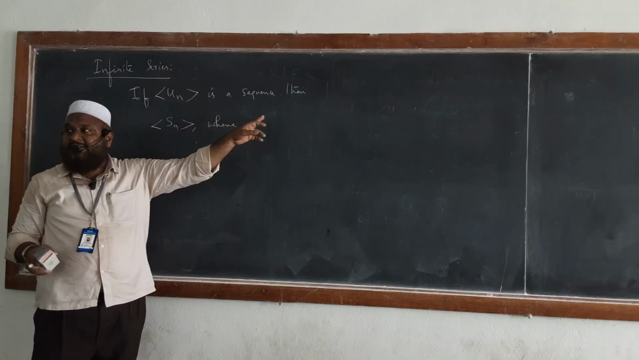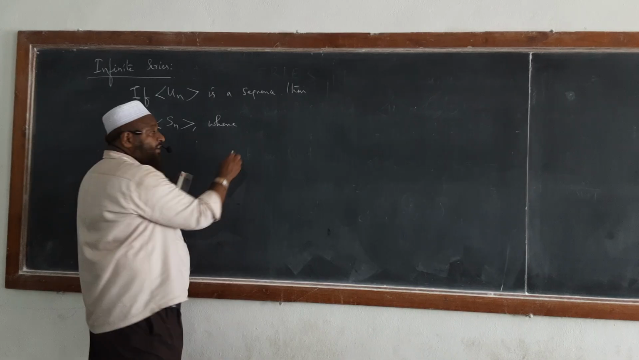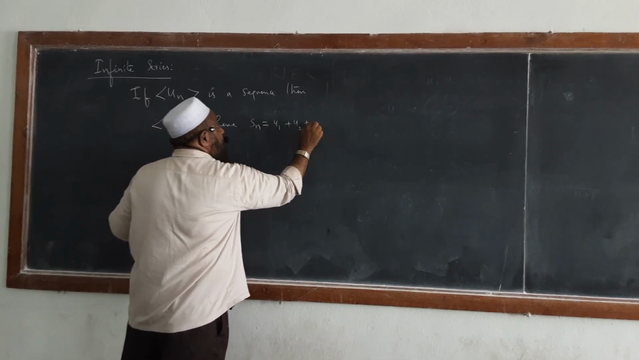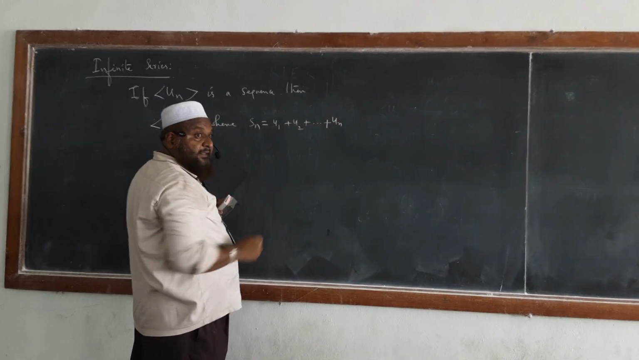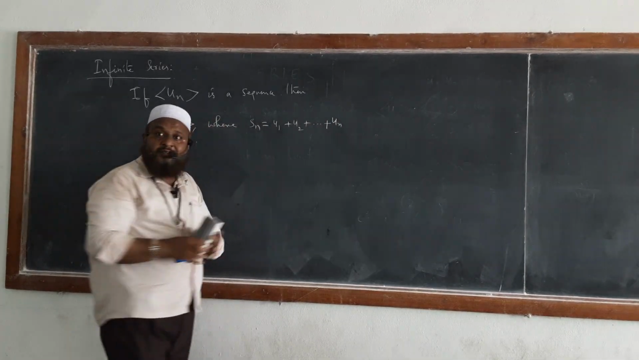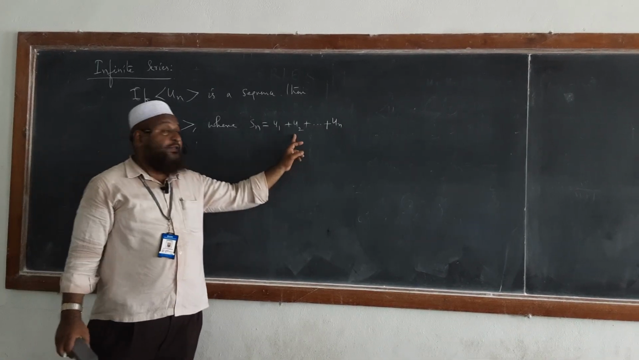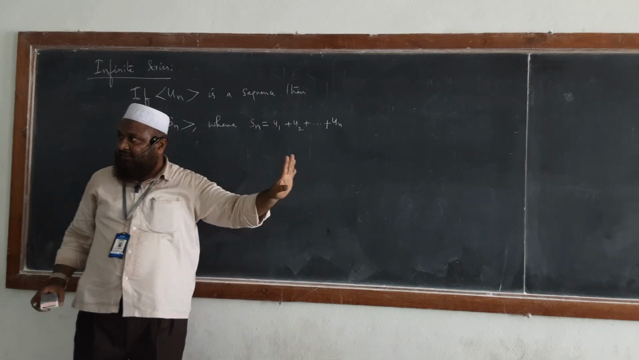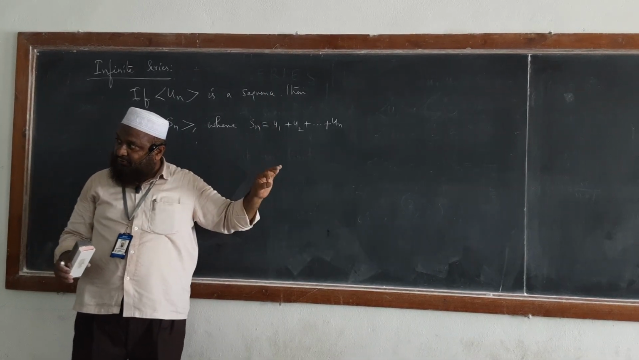So if un is a sequence, then consider the sequence Sn where Sn is equal to u1 plus u2, so on up to un. Be careful, I am stopping at un. So what is S3? It is u1 plus u2 plus u3, stop. S10 will be u1 plus u2 up to u10. S1 will be just u1. S2 will be u1 plus u2.